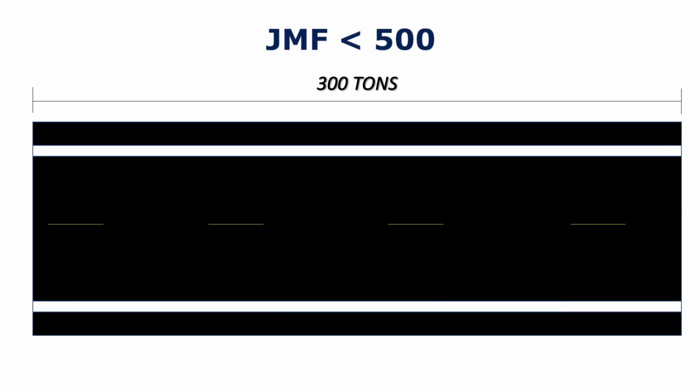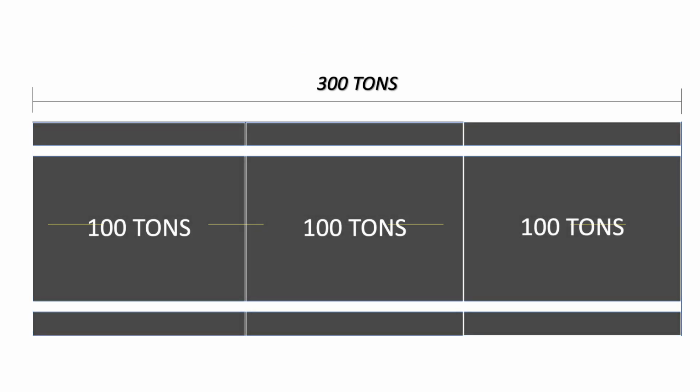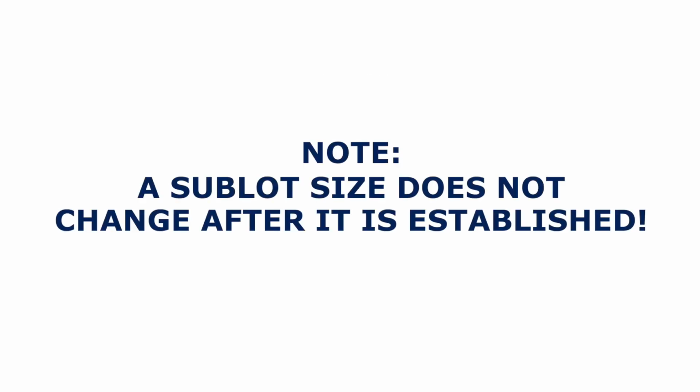For JMFs with quantities less than 500 tons and the density is deemed critical, the lot will be divided into 3 equal sublots for core locations. However, the mixture acceptance will be based off of certification, and no loose box samples will be obtained. It is important to note that once the sublot size for each JMF is established, it does not ever change throughout the duration of the project.